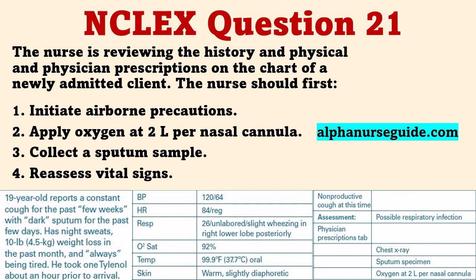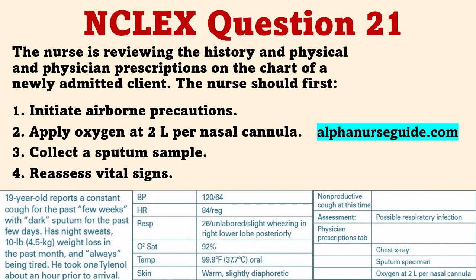Oxygen saturation is 92%. Temperature is 99.9 degrees Fahrenheit orally. Skin is warm and slightly diaphoretic. The patient has non-productive cough at this time. Nursing assessment reveals possible respiratory infection. The HCP orders chest X-ray, sputum specimen, and oxygen at 2 liters per nasal cannula. The nurse should first 1. Initiate airborne precautions. 2. Apply oxygen at 2 liters per nasal cannula. 3. Collect a sputum sample. 4. Reassess vital signs.